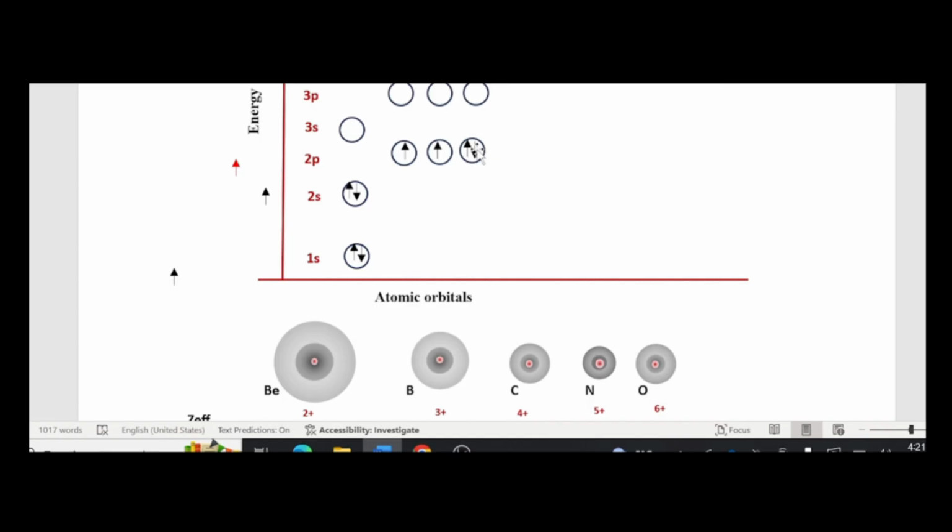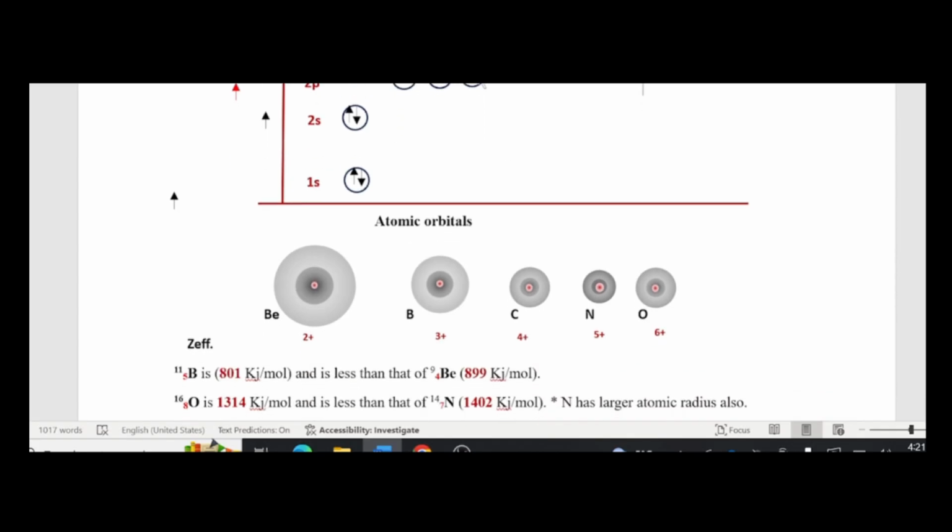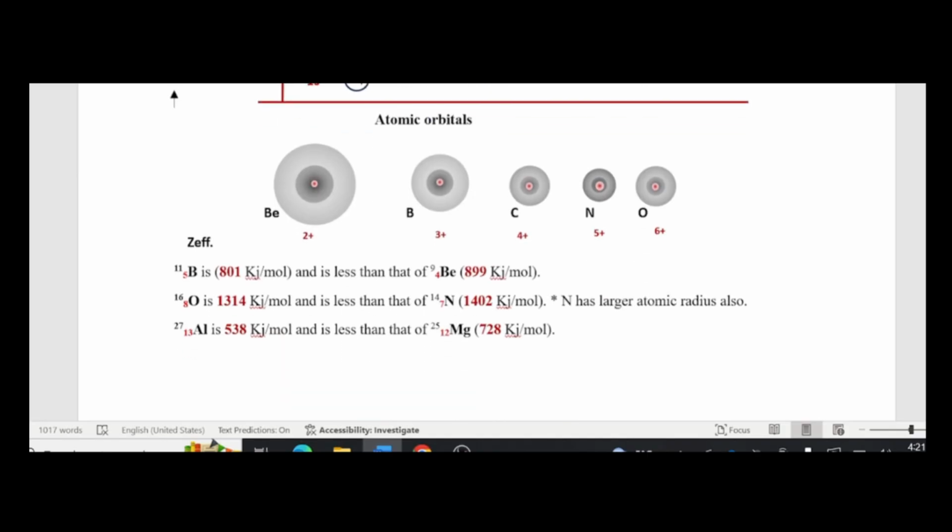This extra electron for oxygen causes greater electron-electron repulsion. That extra electron is creating some stress for these electrons, and therefore it is easier to remove one of those electrons from the oxygen atom than from the nitrogen atom, because of the greater electron-electron repulsion. Same thing for aluminum too. You can do the same thing for aluminum.